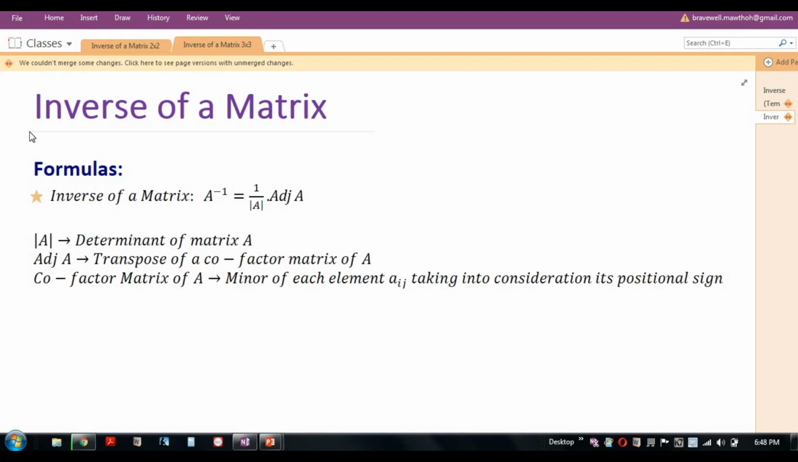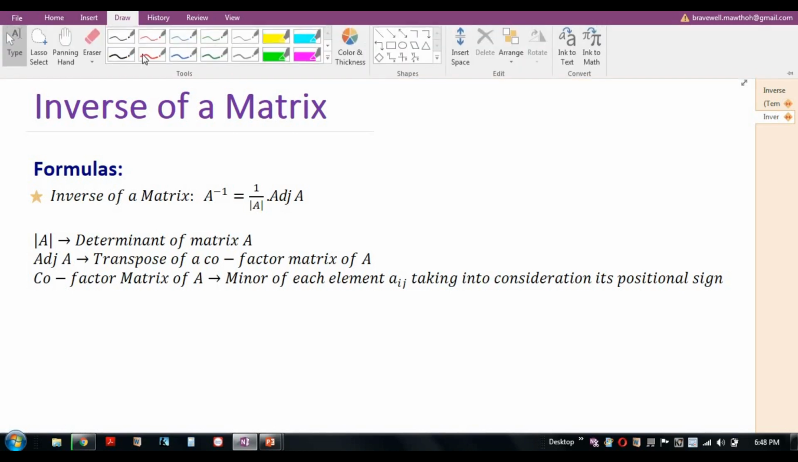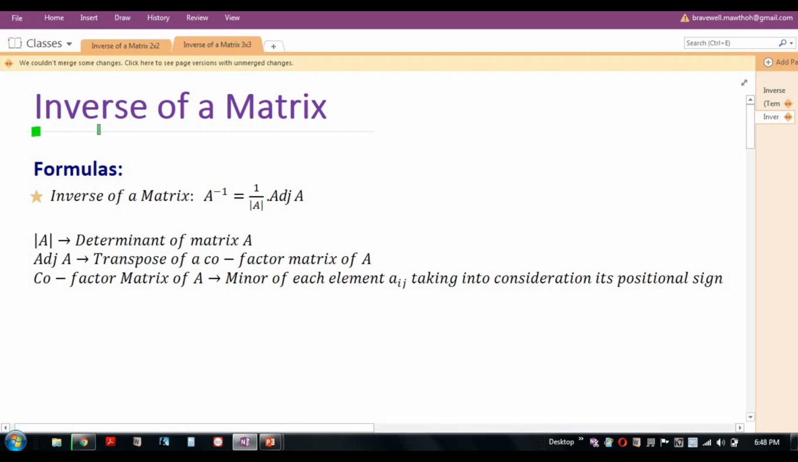So today we are going to discuss the inverse of a matrix. The formula for inverse of a matrix is A inverse is equal to 1 by determinant A times adjoint A. This denominator out here is the determinant of matrix A. Now adjoint A is the transpose of a cofactor matrix of A.